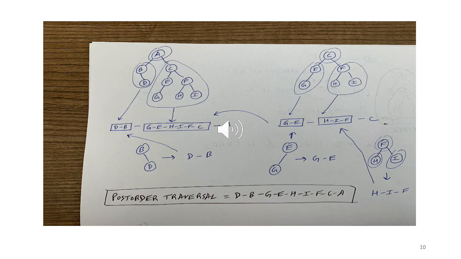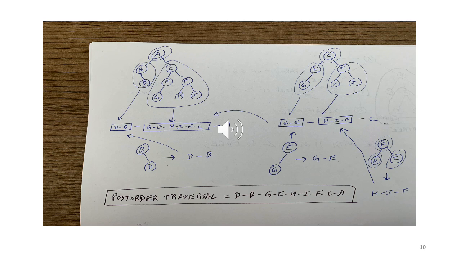So we plug that in. The sequence we get is G, E, H, I, F, C. So we plug that into our original one, and the final post order sequence that we get is D, B, G, E, H, I, F, C, A. So in this way, we can do a post order traversal of this entire tree.